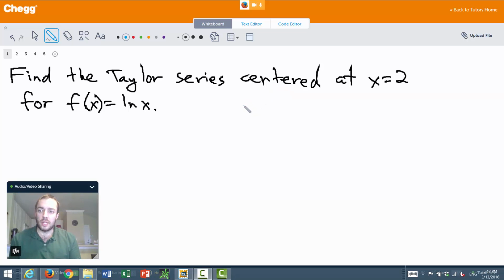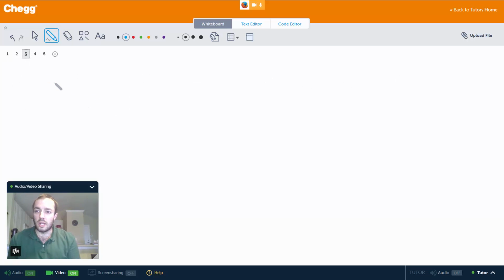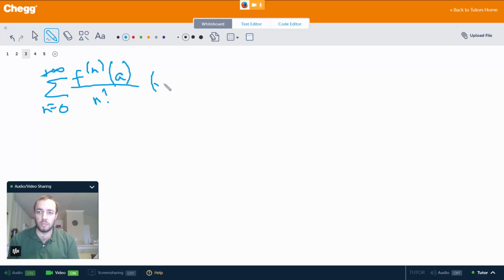So here we want to find the Taylor series centered at x equals 2 for the function f of x equals the natural log of x. So remember that in general the formula is going to be the sum from n equals 0 to positive infinity of the nth derivative evaluated at a over n factorial multiplied by x minus a to the n. This is the Taylor series for f of x centered at x equals a.